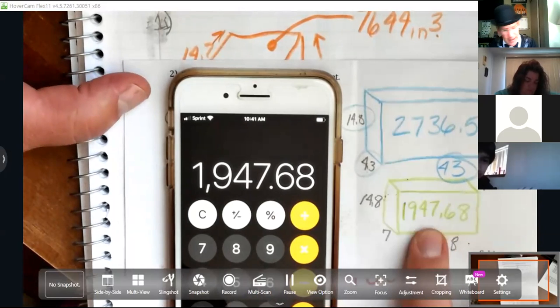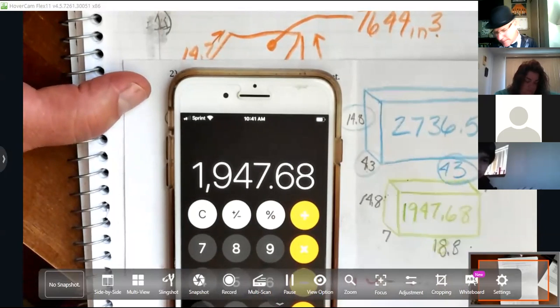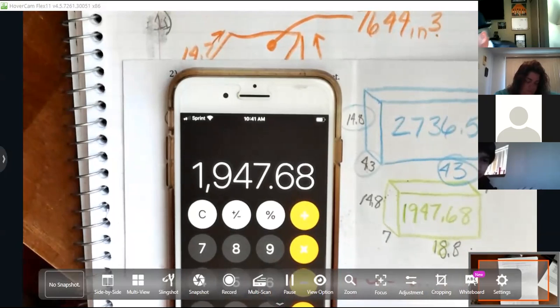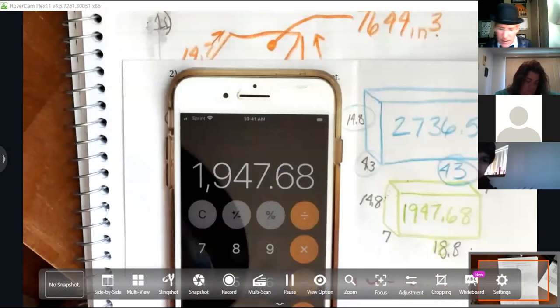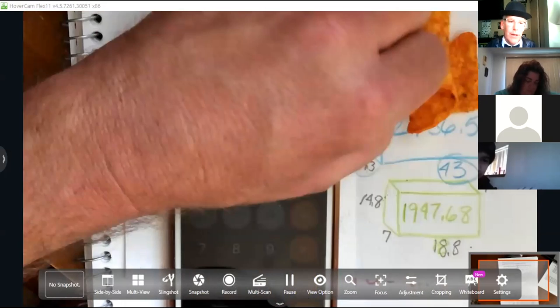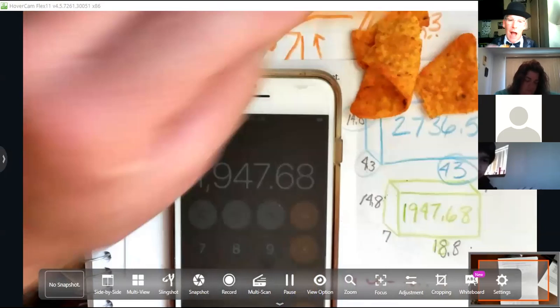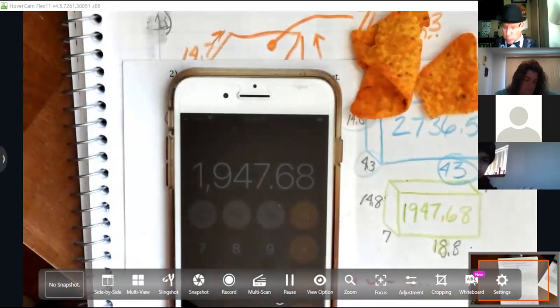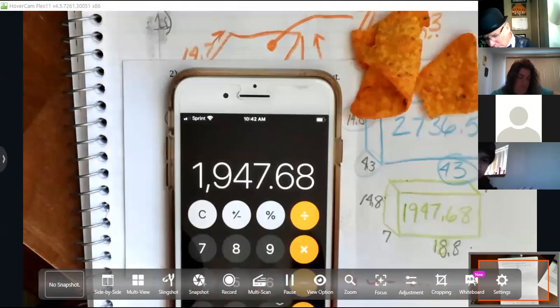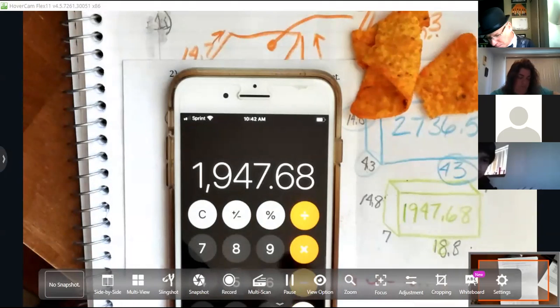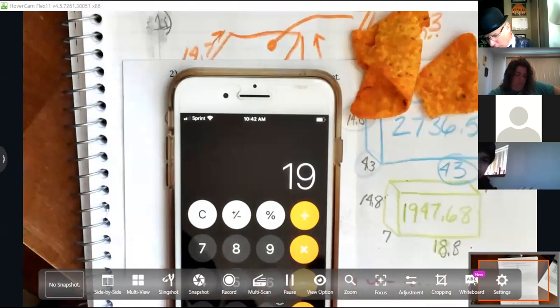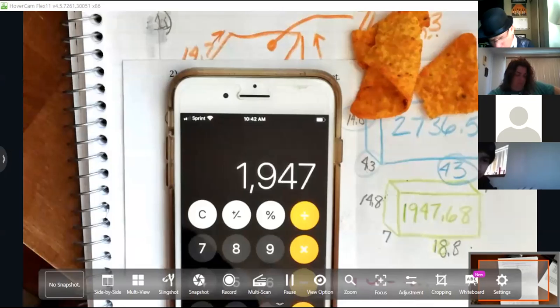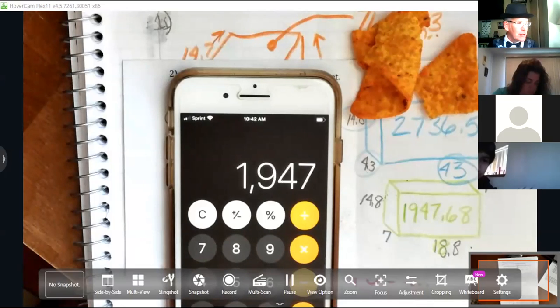One last step. We got to add the green guy to the blue guy. So first person that can tell me what that is going to win a prize, but I'm going to get him ready because I have a feeling that I might win again. I've been on fire since Alexa. Plus 1947. Ooh! Dexter and Alexa on fire.